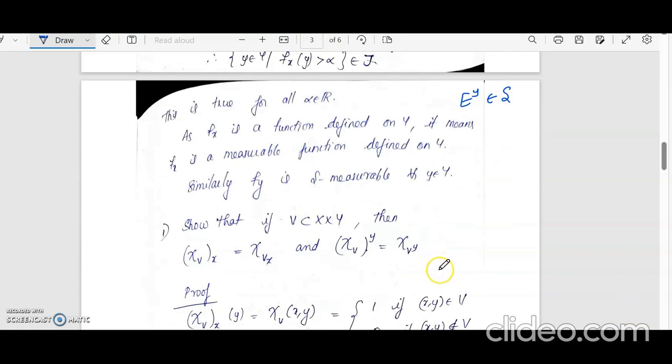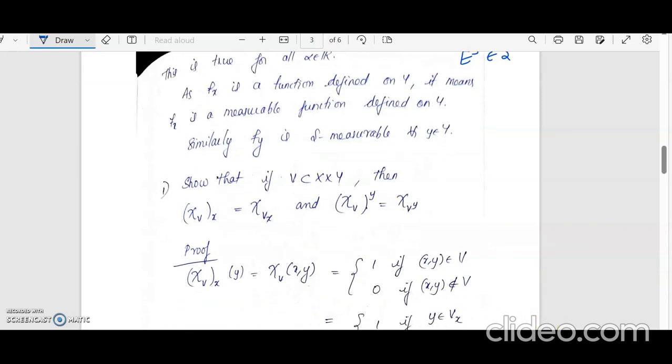So if f is S cross J measurable, then we can say that the x section is J measurable and the y section is S measurable. So that is the proof of the theorem.